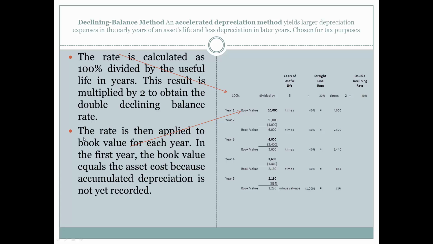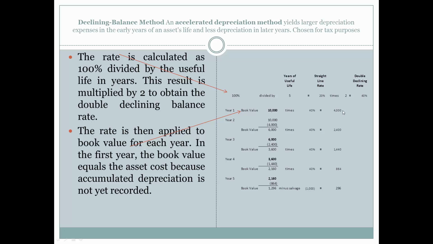Now, how do we calculate it? The rate is then applied to book value. So it's applied to book value, not the depreciable base, for each year. In the first year, the book value equals the asset cost because accumulated depreciation is not yet recorded. So let's look at the book value in the first year: $10,000 times 40%.